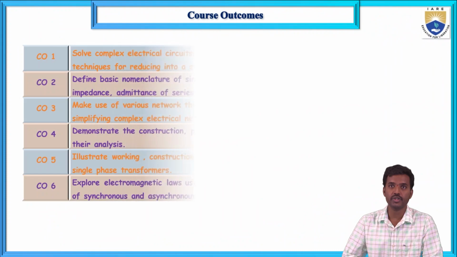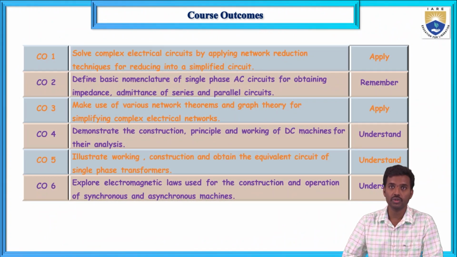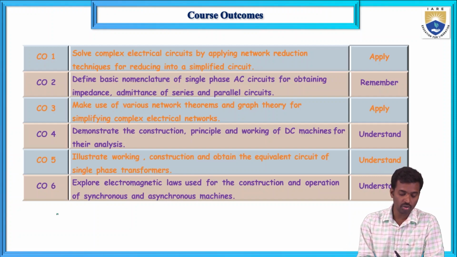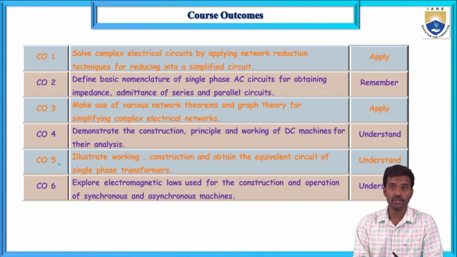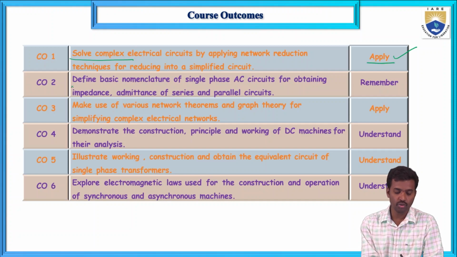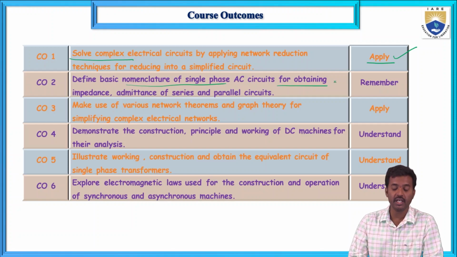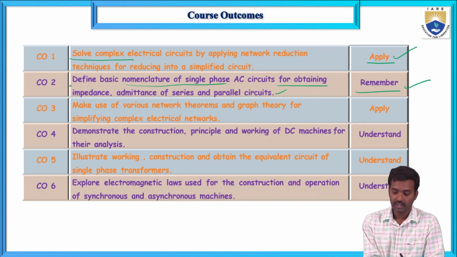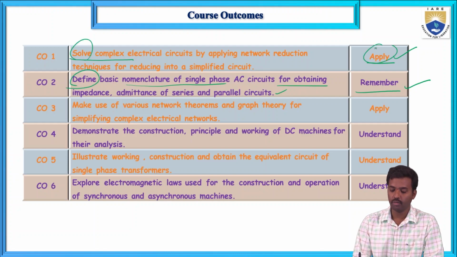And next, course outcomes. After successful completion of the course, students should be able to achieve a total of 6 outcomes, COs. First, students should be able to solve complex electrical circuits by applying network reduction techniques for reducing them into simplified networks. Bloom's taxonomy level is apply. Next, second CO: students are able to define the basic nomenclature of single phase AC circuits for obtaining impedance and admittance of series and parallel circuits. Bloom's taxonomy level here is remember. Solve means apply, that is the Bloom's taxonomy level.